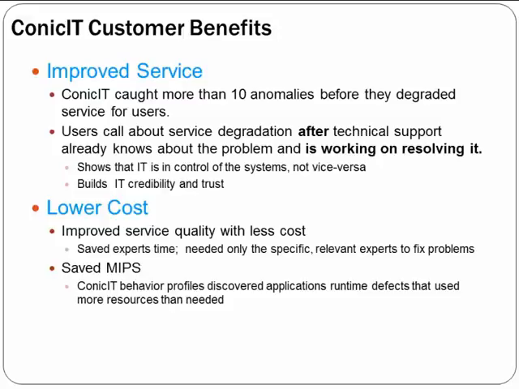You can find anomalies faster, and this is an example of a system. It caught 10 anomalies before they degraded service for users. So in other words, they were finding issues before the service was degraded. As I said earlier, calls were coming in after IT actually knew about the problem rather than users being the first to know. And IT can now say, I'm working on it, and they understand where the problem was, and you can fix things faster.